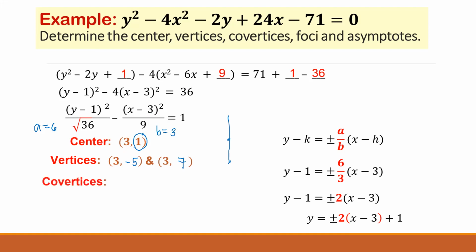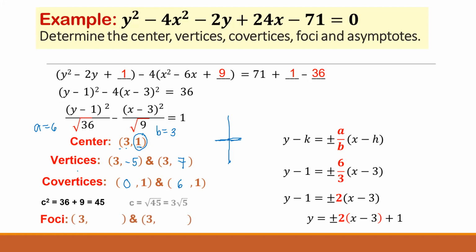So, ang i-fix naman natin, horizontal yung ating covertices, we will be fixing the 1. So move tayo along the x values. 3 minus 3 is 0. 3 plus 3 is 6. Now for the foci, what we need to do is get the sum of 36 and 9. 36 and 9 is 45. That will be your c squared. Ang kailangan natin is the c, which is square root of 45.